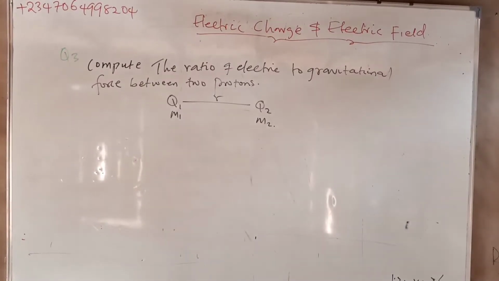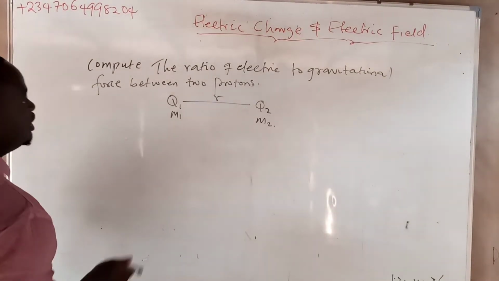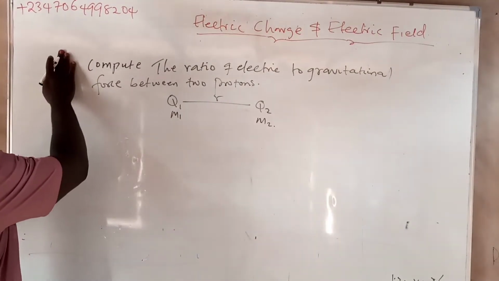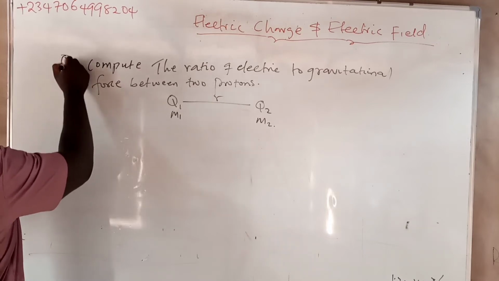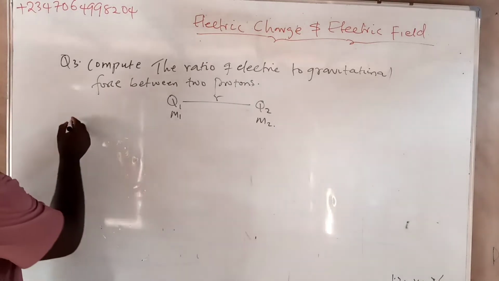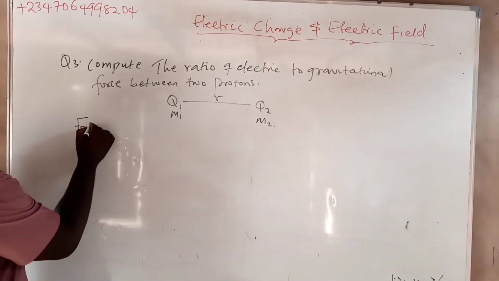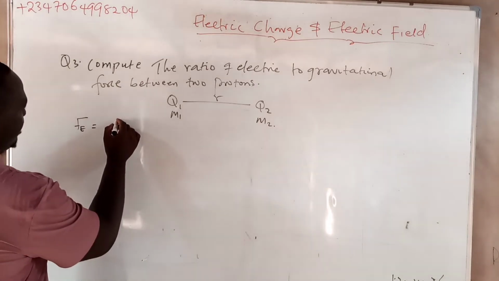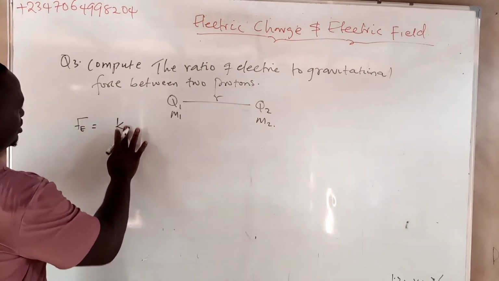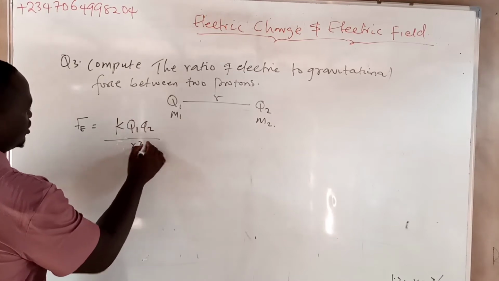Question number 3 at the board. Compute the ratio of the electric to gravitational force between the two protons. Now, remember very well that the electric force is K Q1 Q2, all over R squared.